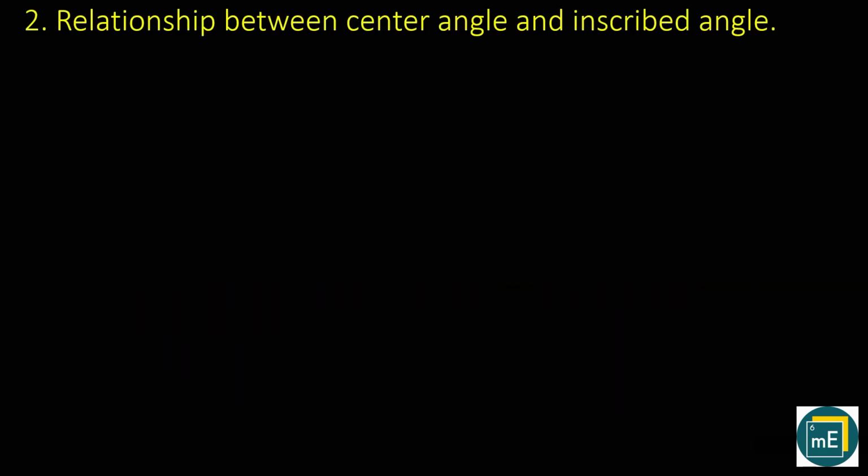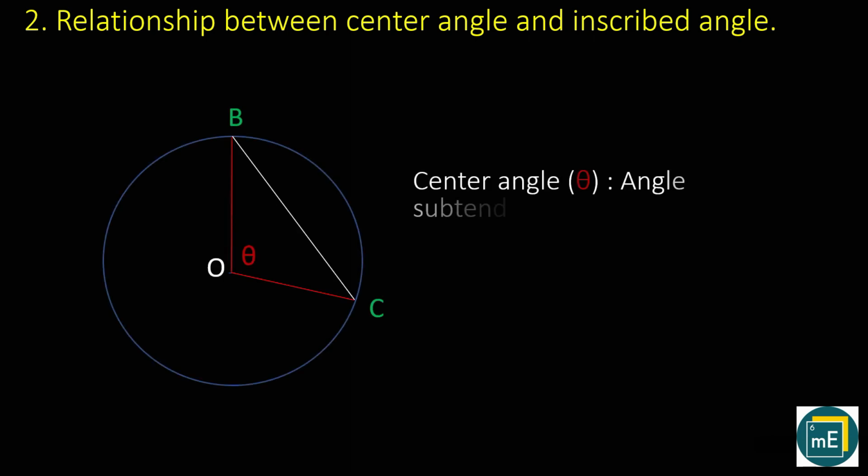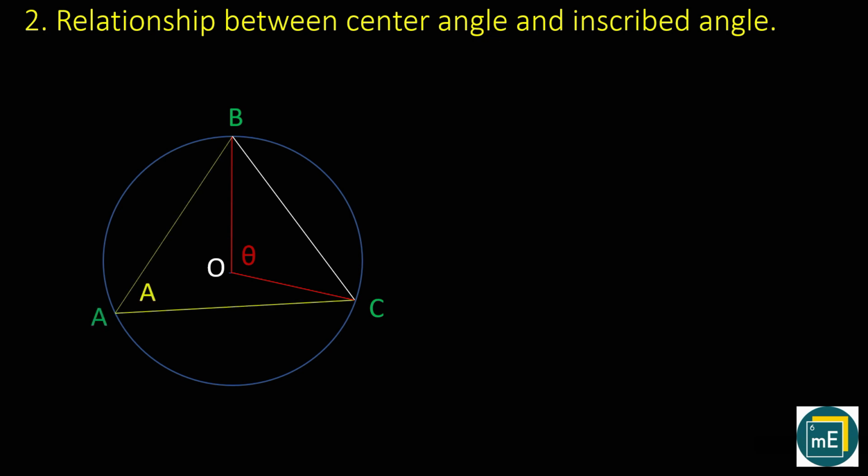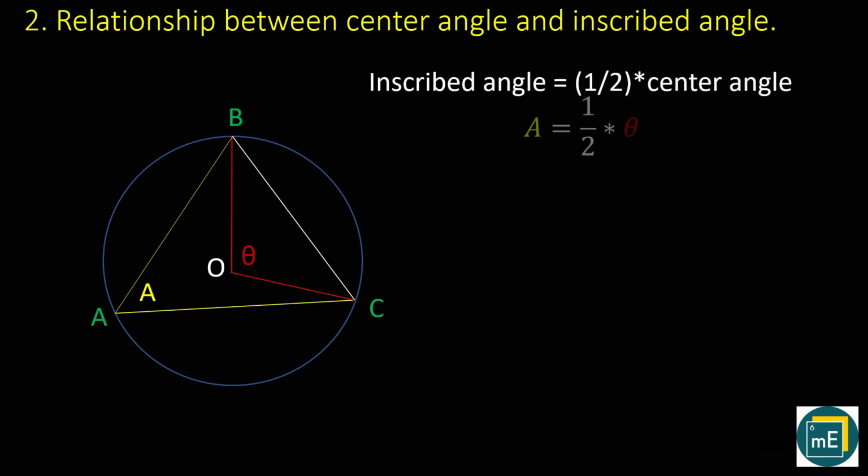Now let's talk about the second property, which describes the relationship between the center angle and the inscribed angle. Over here, angle theta subtended at the center of the circle by chord BC is called the center angle of chord BC. If angle A is an inscribed angle of chord BC at any point A on the circumference of the circle, then by this property, angle A is equal to half of angle theta. That means the inscribed angle is equal to half of the center angle.